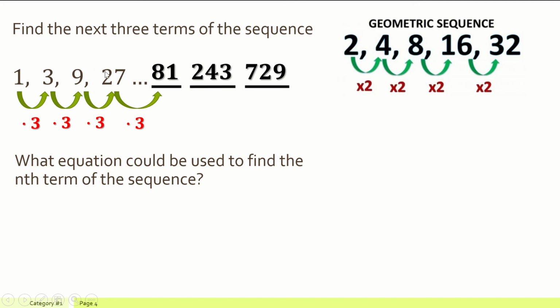If it's geometric, if you're having trouble finding the pattern, a little hint may be to take a term like the 4th term in the sequence and we can work backwards and divide it by 9. 27 divided by 9 is 3. 9 divided by 3 is 3. And that would get you your multiplier or your common ratio.